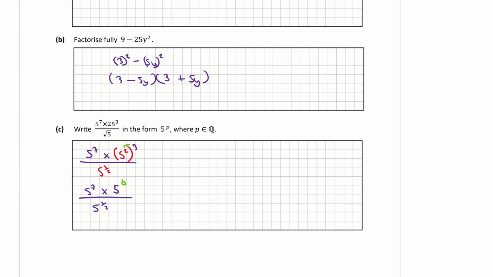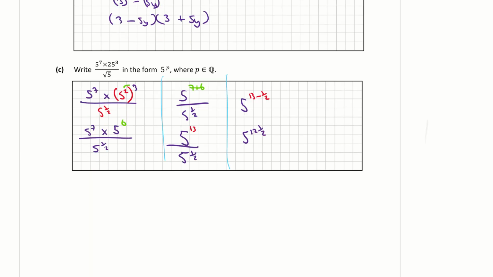Then on the top line, I'm looking now at my powers, 5 to the power of 7 multiplied by 5 to the power of 6. Multiplying the powers, I add them. So that's getting me 7 plus 6, which will get me 13 over 5 to the power of a half. So 5 to the power of 13 over 5 to the power of a half. And when we divide powers, we subtract them. So that's 5 to the power of 13 minus the half, which is 5 to the power of 12 and a half. And that's my answer, 5 to the power of 12 and a half. So a little bit of work and changing things around there.